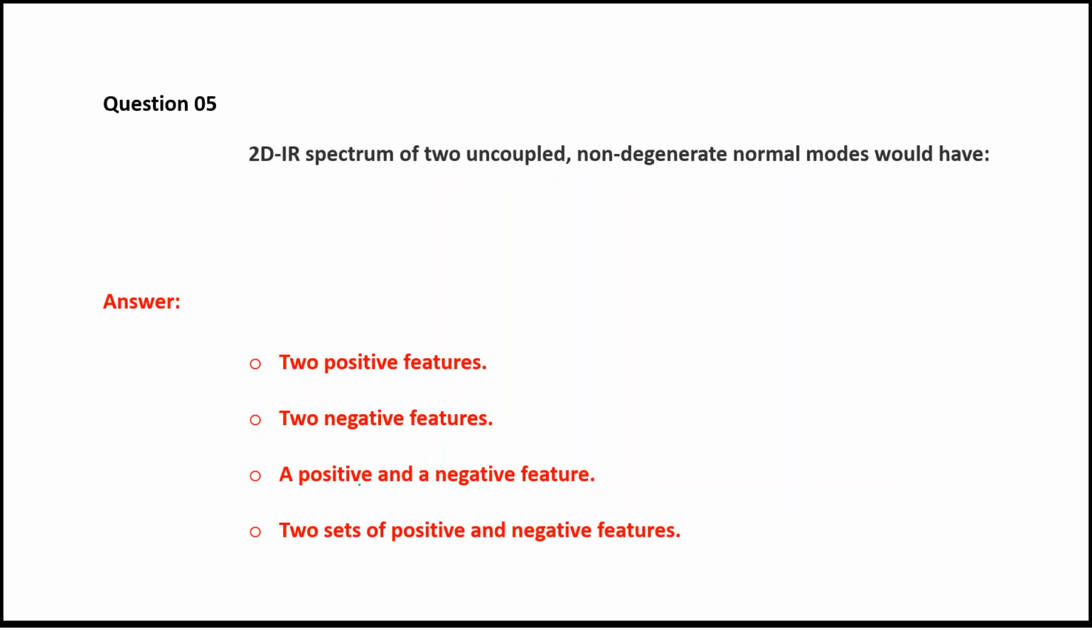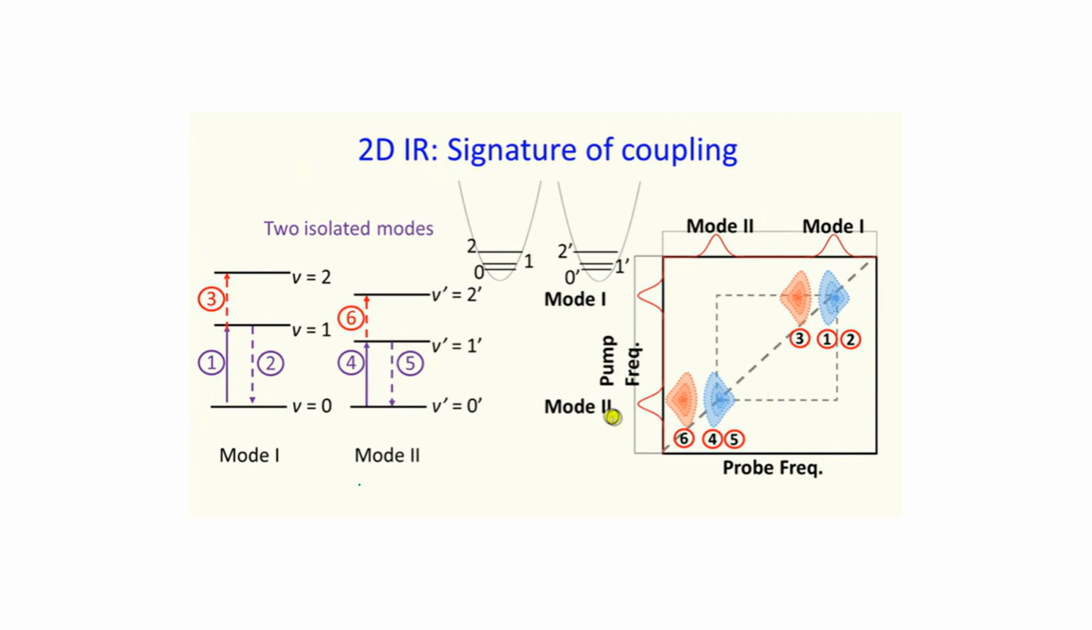Two uncoupled non-degenerate modes. See, first of all, to draw the energy diagram of one mode in the case of a simple harmonic oscillator, we draw something like this, where V equals 0 is the ground level, V equals 1, and as the anharmonicity increases, the band gap between each reduces, and this is V equals 2. So this is what is seen in the case of one oscillator, which represents one vibrational bond.